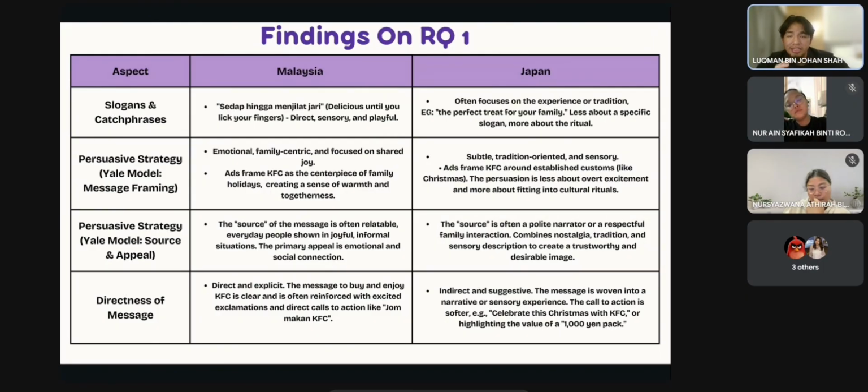So, directness of message: Malaysia is very direct and explicit. The message is to buy and enjoy KFC with your family members, with your friends, with anybody close to you, with direct calls, for example, like "jom makan KFC." But for Japan, it is very indirect and suggestive.